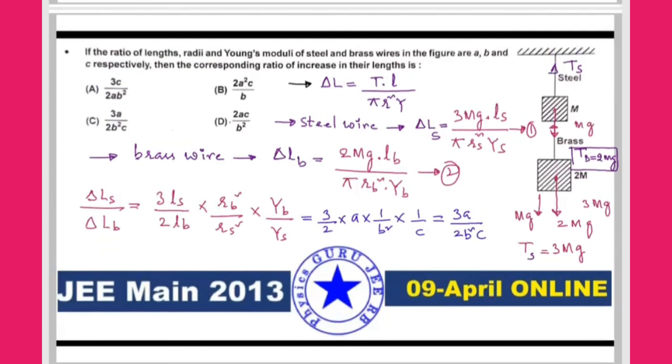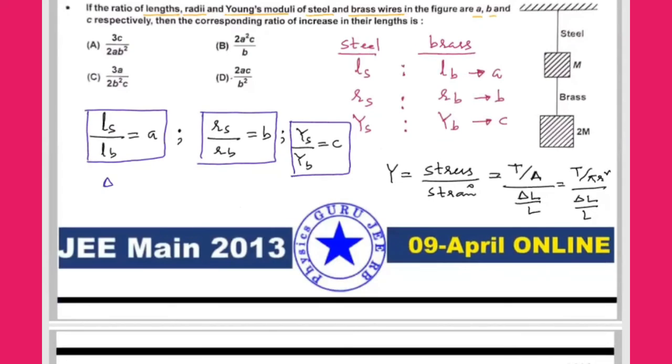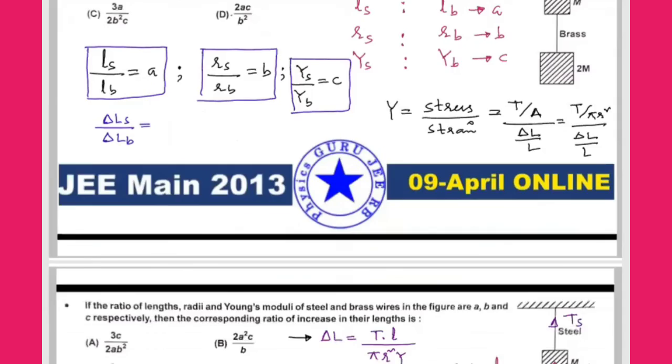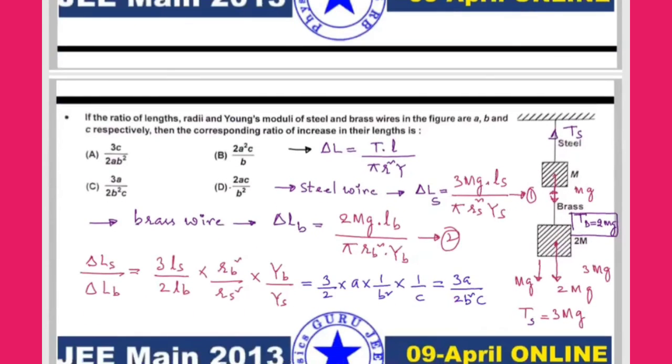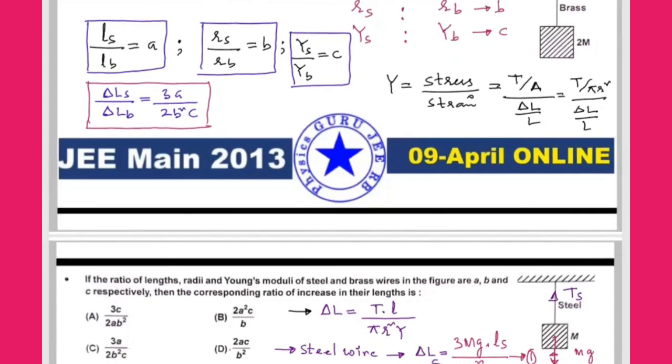So this is the ratio delta LS by delta LB, we got the answer 3a divided by 2b square into c. So it will match with option C. Hope this is clear. It will match with option C.